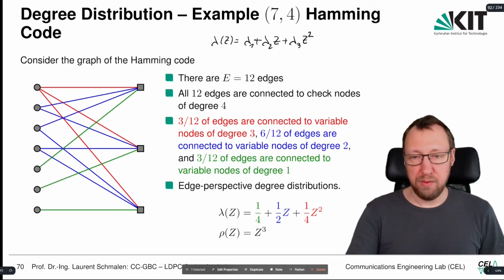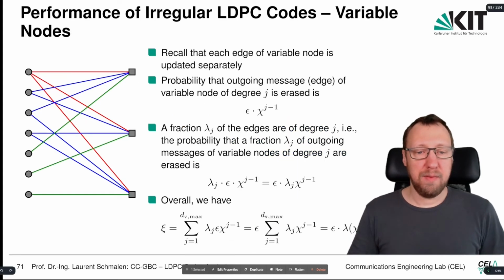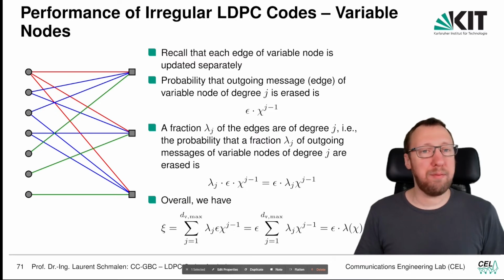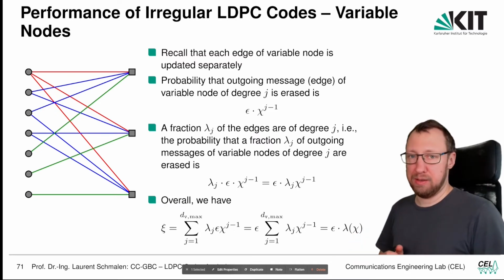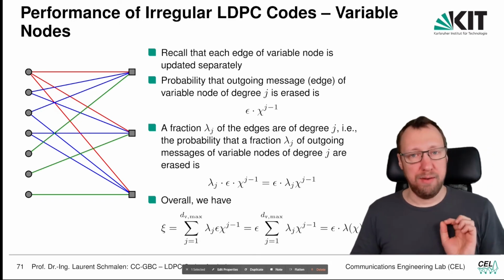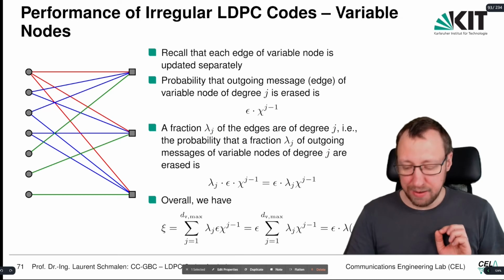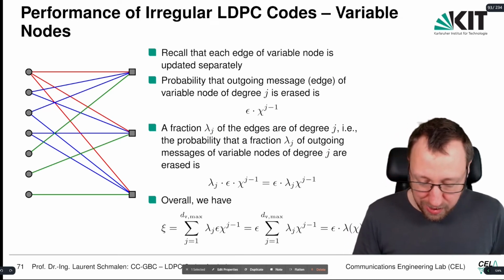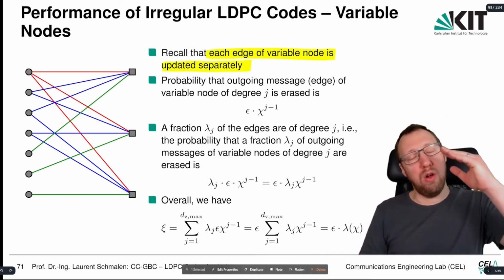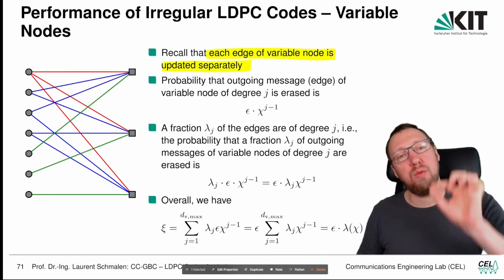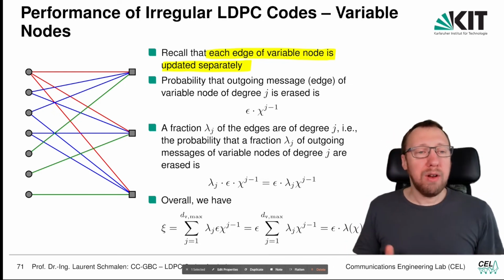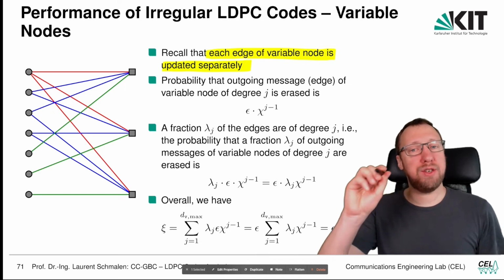With this is our example. Now we can recall what happens when we analyze LDPC codes. When we analyze LDPC codes, we take a look at the decoder. Inside the decoder, each edge gets updated separately. So in the decoder, we go to all the nodes, and then inside each node, we go to all the edges. And then we calculate the probability that a certain edge is erased.